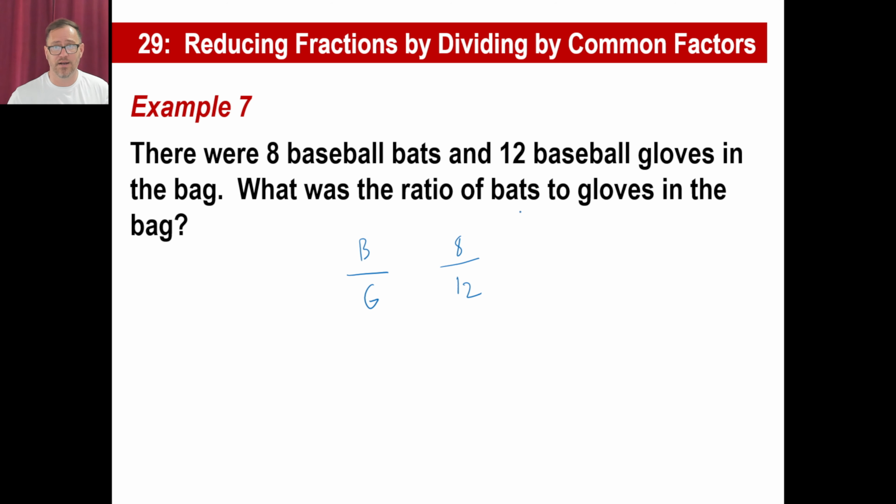Now, we don't want to leave it there, even though that is true. We want to reduce that fraction, just like we did a second ago. 4 goes into 8 twice. 4 goes into 12 3 times. Your ratio is 2 to 3. That's what you want to put on your answer. You don't want to leave it at 8/12.